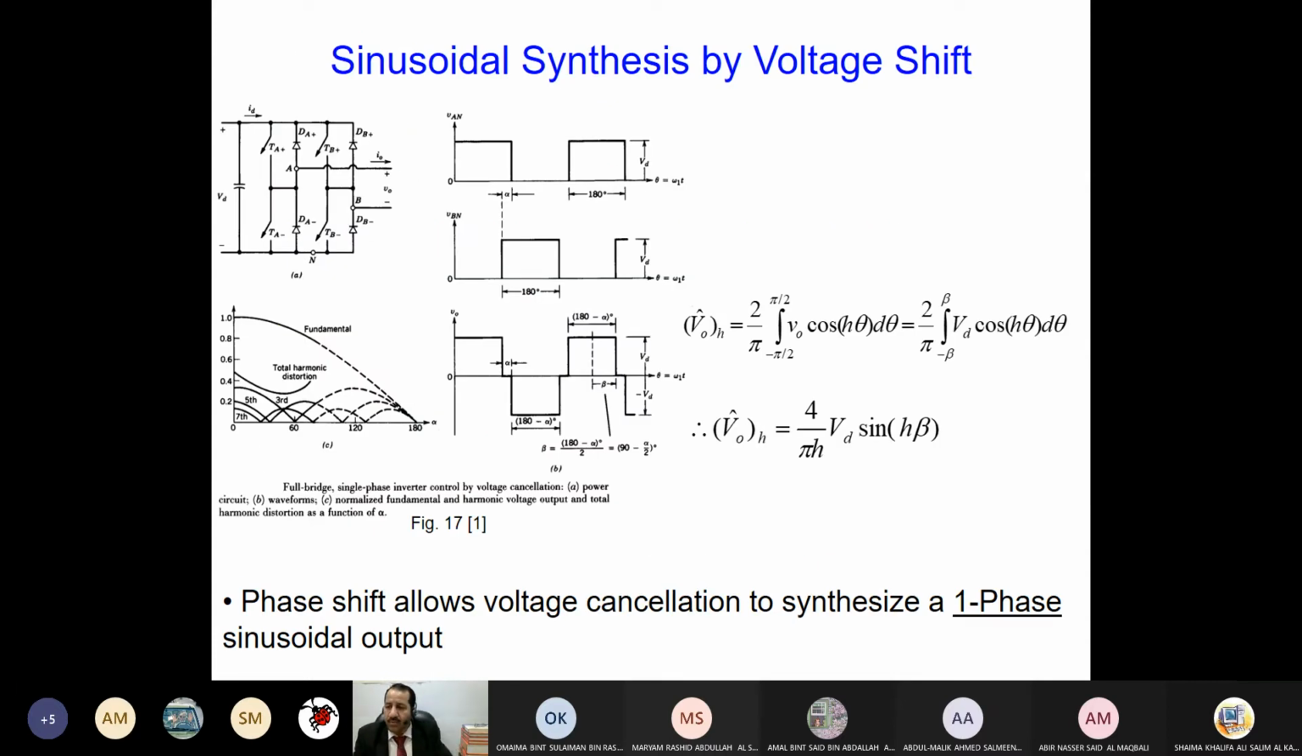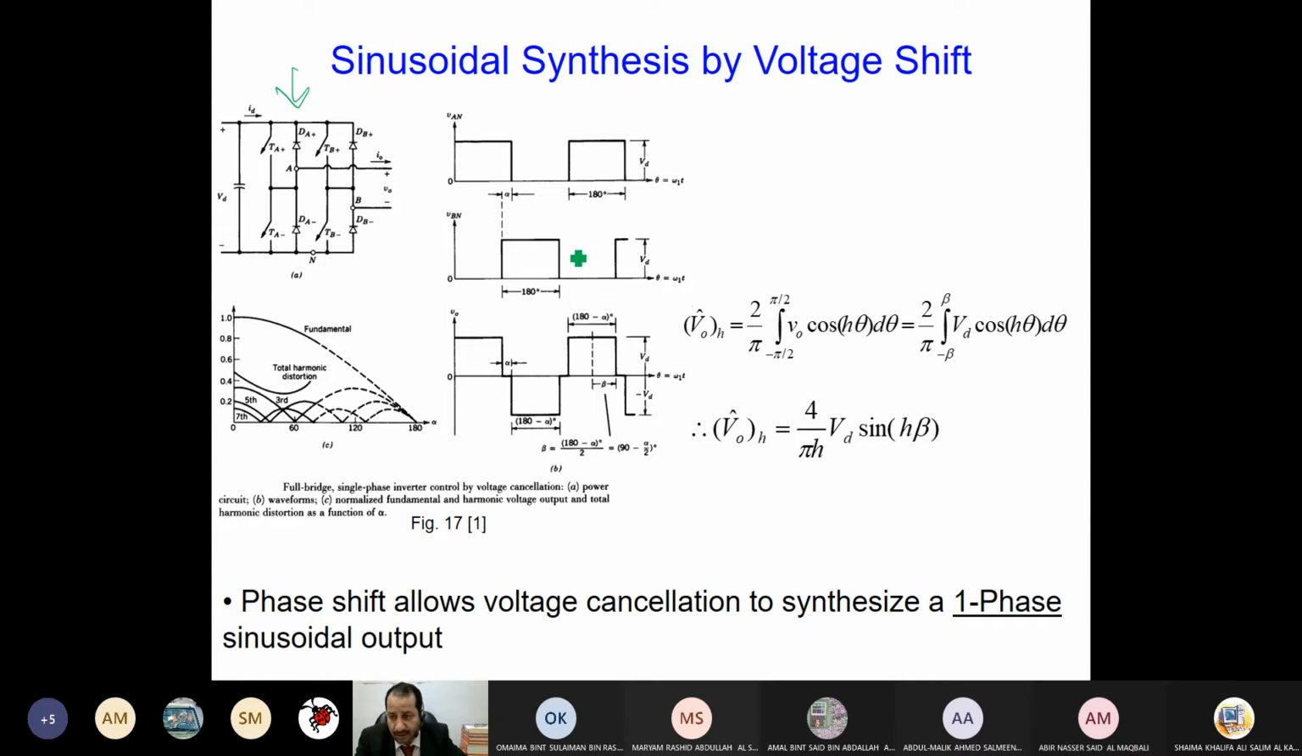Now, you remember when we started with the inverter, we mentioned that we have pulse width modulation. We discussed unipolar, bipolar, and also square wave. Now the third one was single phase voltage cancellation. As you can see here, it's the same single phase, but what we are going to do is not pulse width modulation.